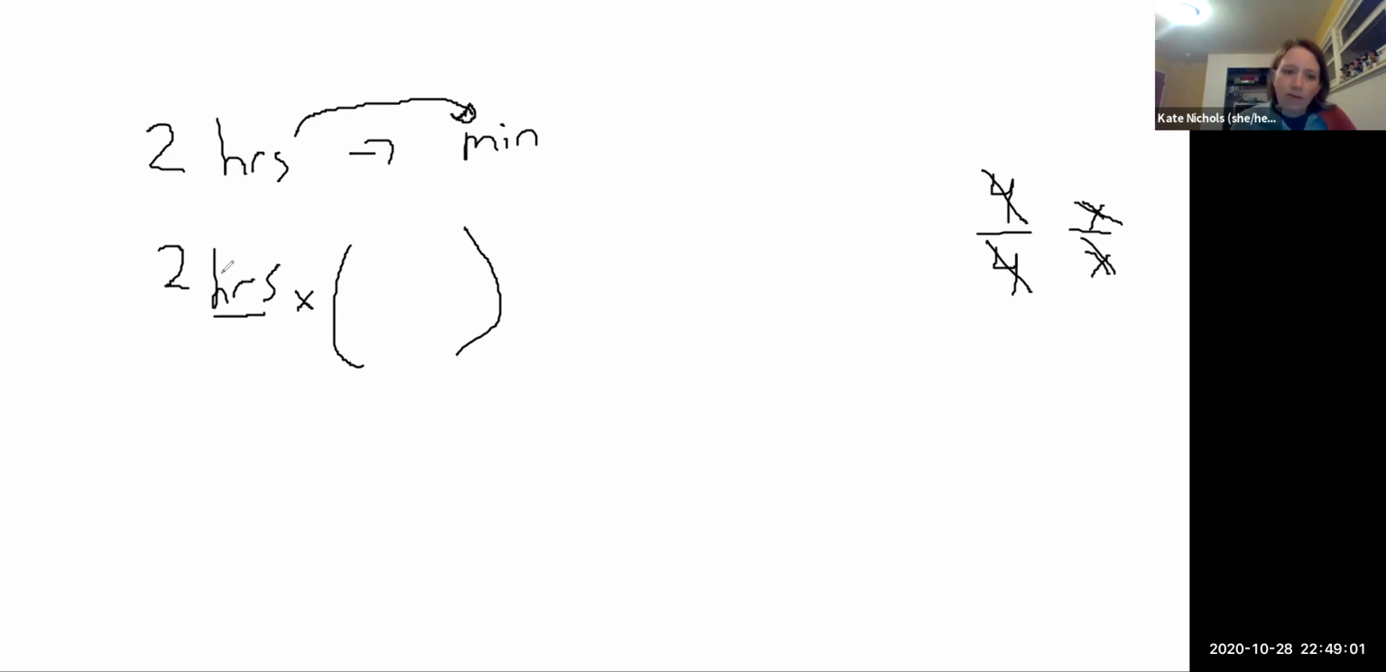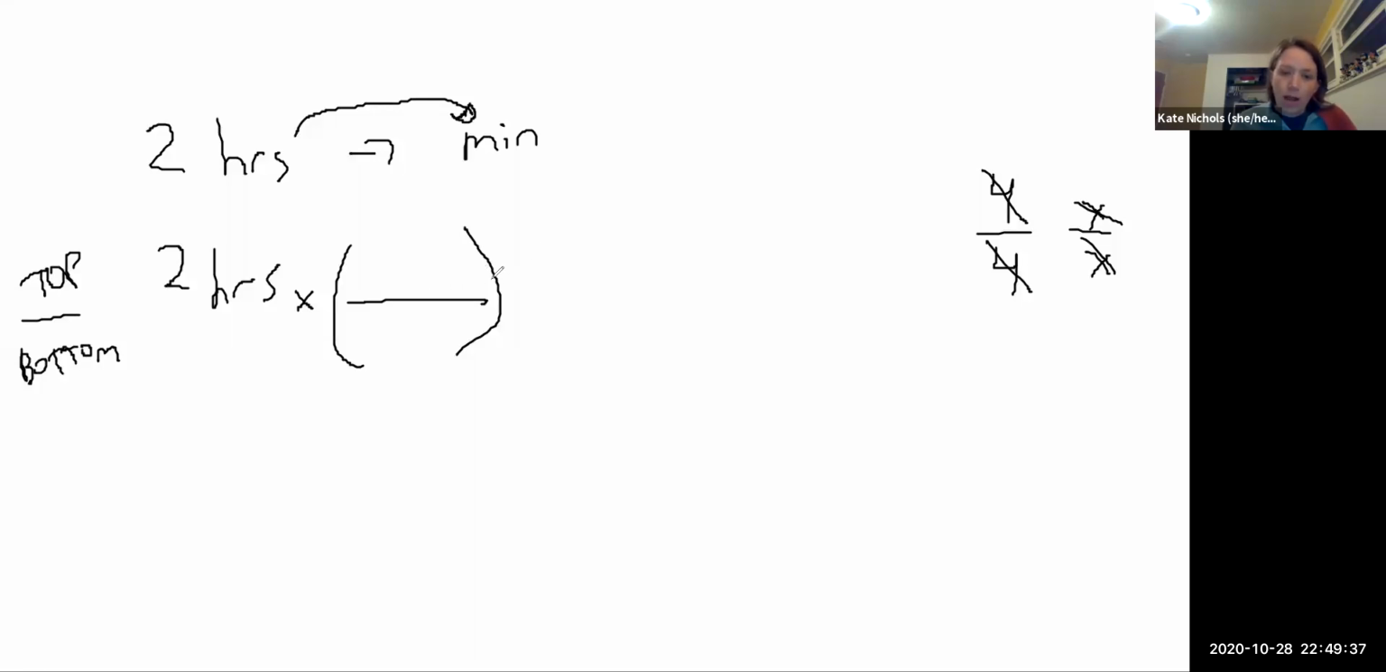So over here we have this hours, and it may help you to write that as 2 hours over 1 if you want to see that it's clearly on the top of the fraction. But usually I just leave it as 2 hours, and remember that that 2 hours is on the top of this fraction, and nothing is on the bottom. So I'm going to make a conversion factor over here. I'm going to draw a line right down the middle, and I want to pick one that has hours on the bottom so I can cancel out the hours that's on the top.